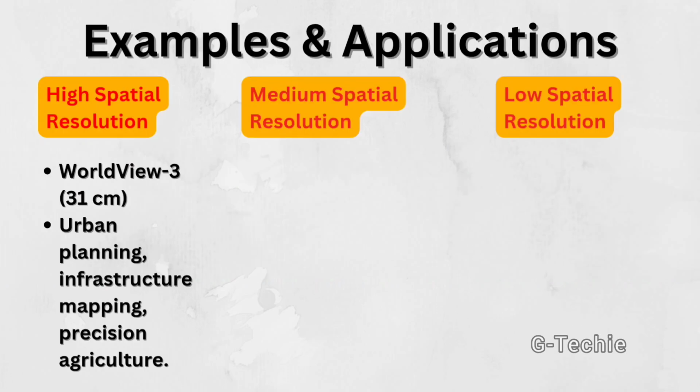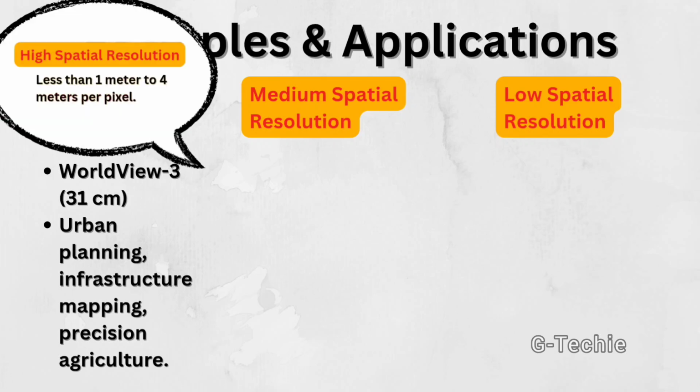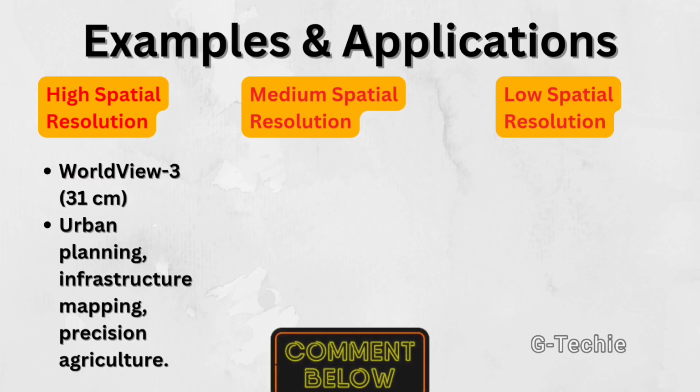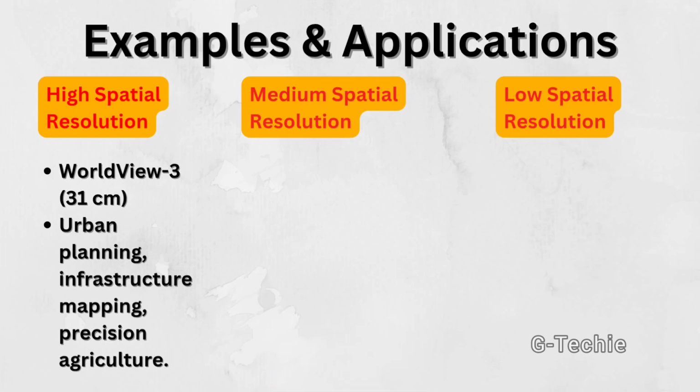Now, examples and applications. For the first, higher spatial resolution, WorldView-3, 31 centimeter is the highest resolution. But earlier we said 1 to 4 meters per pixel is the highest. Do you remember? For your information, 100 centimeters combine to form 1 meter. Here the resolution is 31 centimeter. How? Because it's a panchromatic image, simply pan image. If you know pan image, please comment. The applications are urban planning, infrastructure mapping, then precision agriculture.